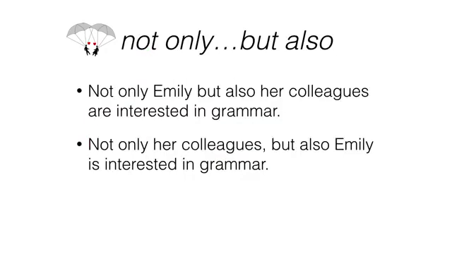Finally, remember that when two subjects are correlated, the subject that is nearest to the verb determines the verb conjugation. In the first sentence, her colleagues is closest to the verb, so the verb is are, plural. In the second sentence, however, Emily triggers a third person singular verb form, is.